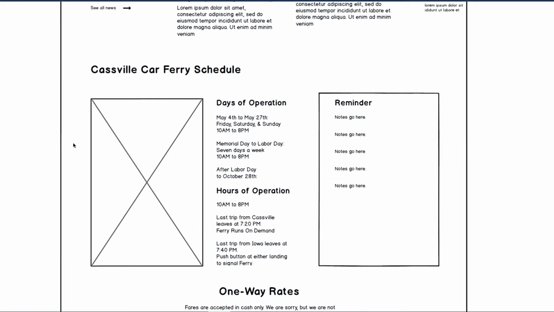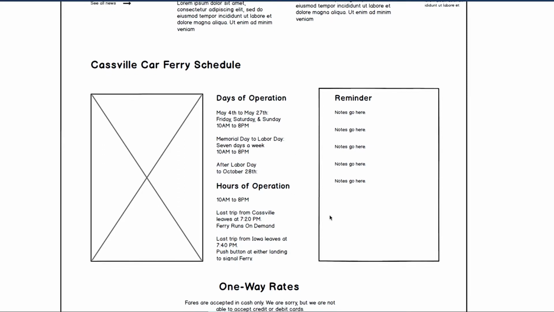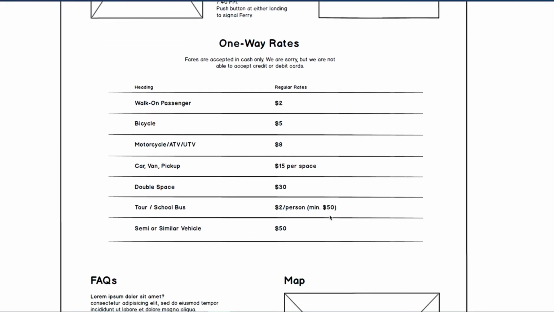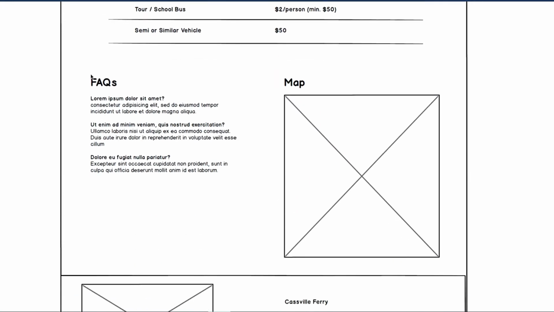Then on the left side here we'll have another photograph that will showcase some pictures of the ferry. We'll have some detailed information, so at a glance people can see when the ferry is open, what the hours of operation are. And then directly underneath that we're going to show the rates, and then we're going to have a more extensive FAQ question here. And then we're going to have a map area. This is going to show where the dock is.